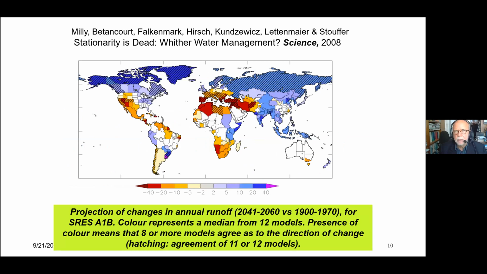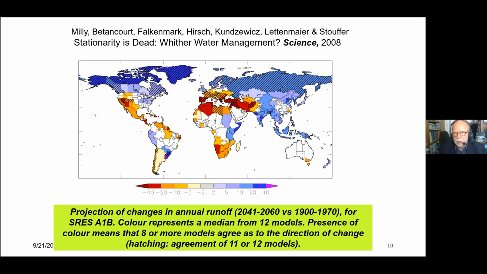This map. Projection of changes in annual runoff. We compared 2041 to 2060 versus 1900 to 1970. For SRES, which is special report on emission scenarios, A1B scenario. Color represents a median from 12 climate models. Presence of the color means that 8 or more models agree as to the direction of change. And if you see a hatching over a country or a province or a state, this means that there is a strong agreement of 11 or 12 models as to the direction of change.